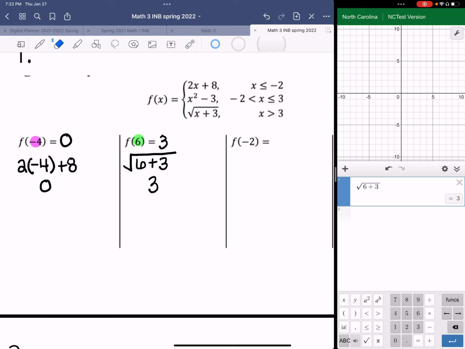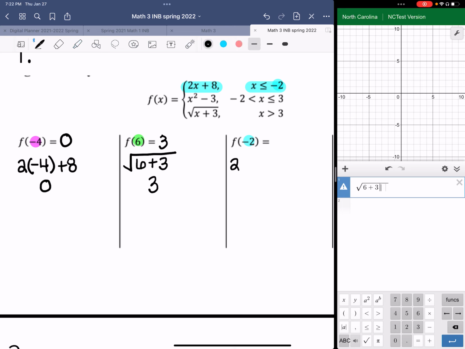All right, so then we have our third piece. Now this one you really need to pay attention to. So my input is -2. Well, I have a -2 here and here. But the key is this one says that x is greater than -2. And this piece says that x is equal to -2. So the one we have to use is where it's going to be equal to -2, which is going to be the first piece.